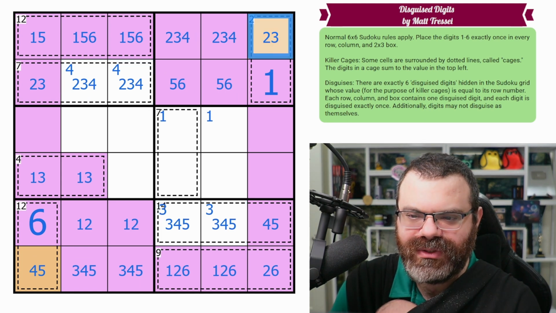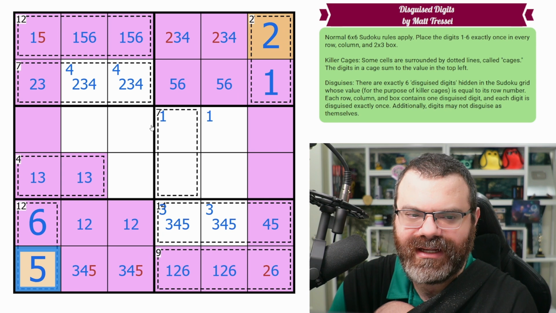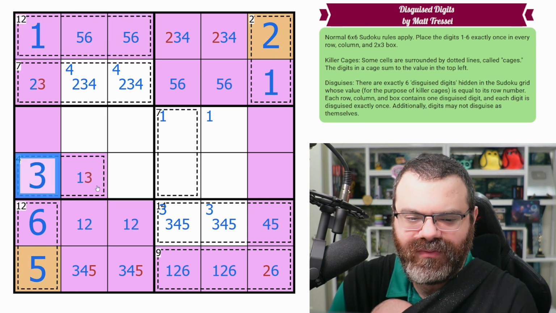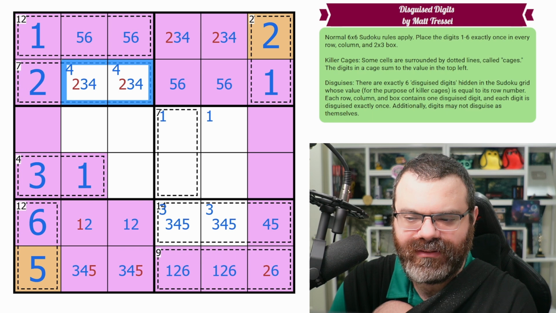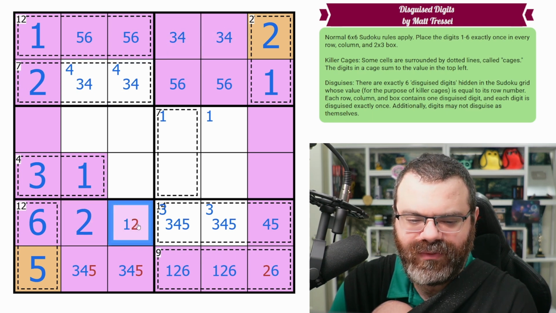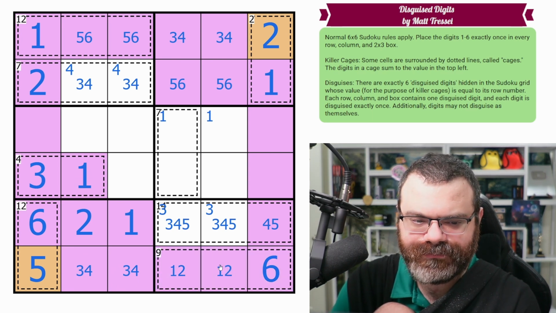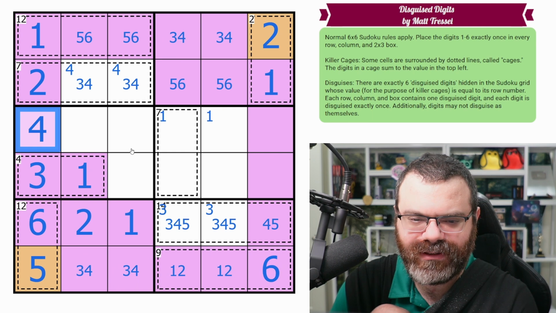So this has to be a 2, and this has to be a 5, because we can't disguise the same digit twice. So this is a 1. We get our 3 and 1 here. We get our 2 here. This is a 3, 4 pair now. These aren't 2s. We get the 2 and the 1 here. These are not 5s. This is a 6. Okay, that got me some progress. This digit finishes as a 4.